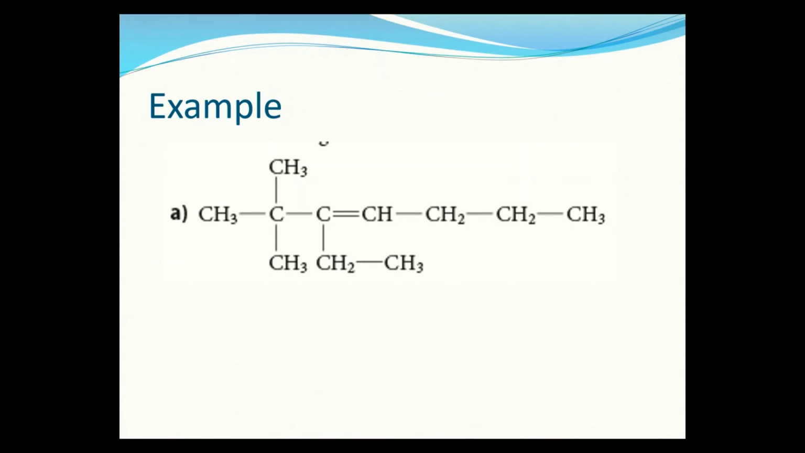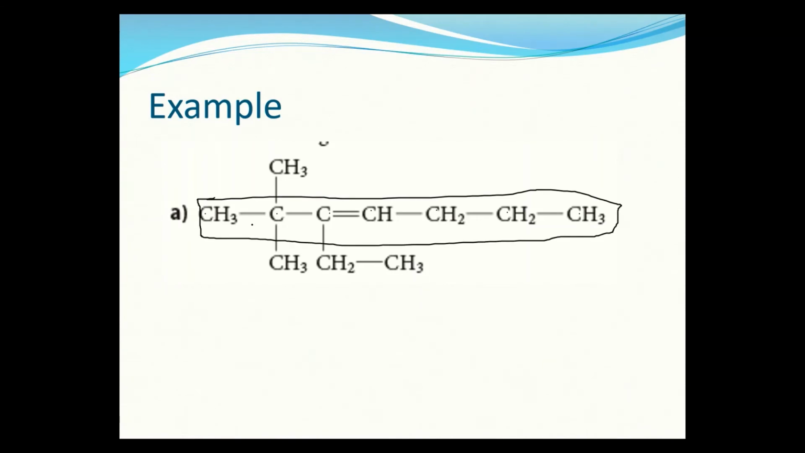Okay, so let's do an example. We're going to name this. We find our longest carbon chain. So we have 1, 2, 3, 4, 5, 6, 7. 1, 2, 3, 4, 5, 6, 7. Yeah, it looks like 7 is going to be our longest one.